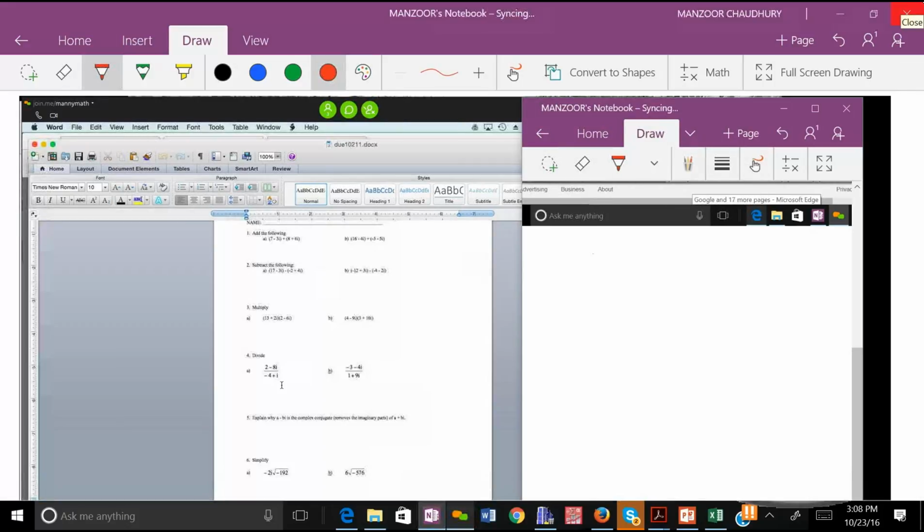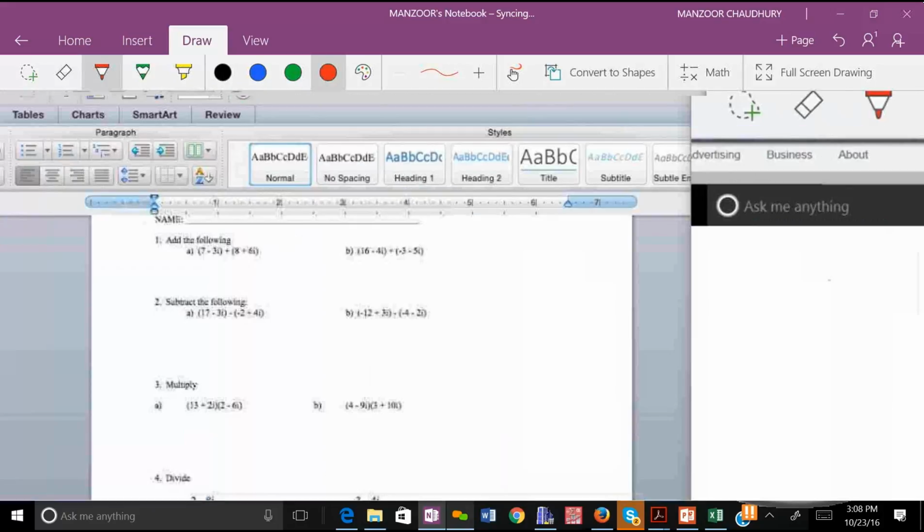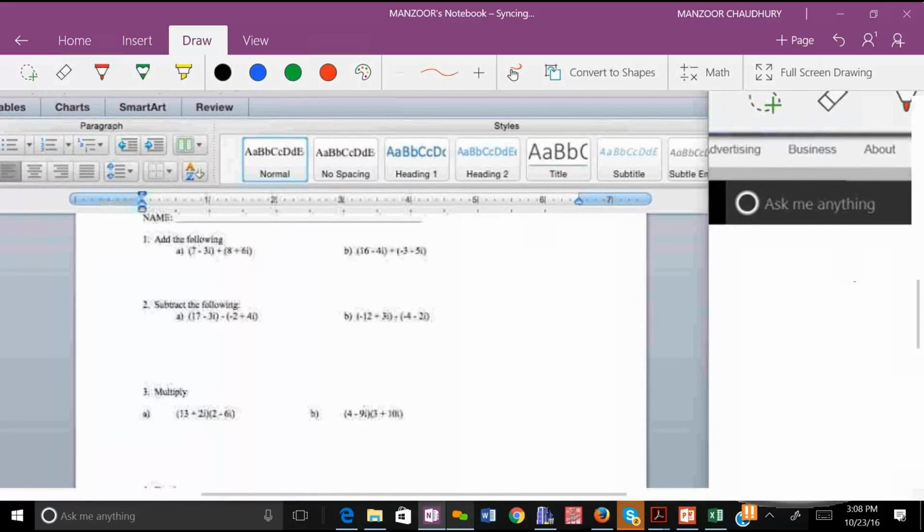The first question says 7, is it plus or minus, right? 7 minus 3i, and then there's a plus, right? So it'll be plus 8, and there's a plus 6i in there, right? Yeah.